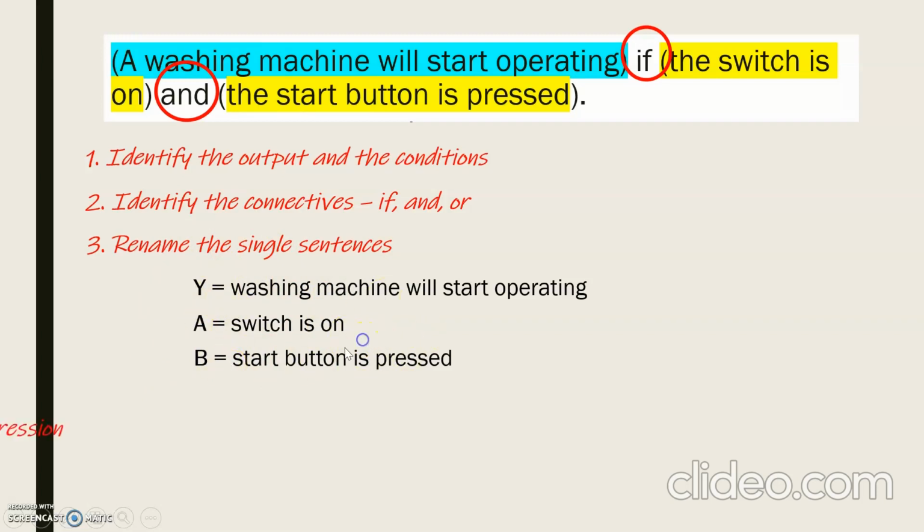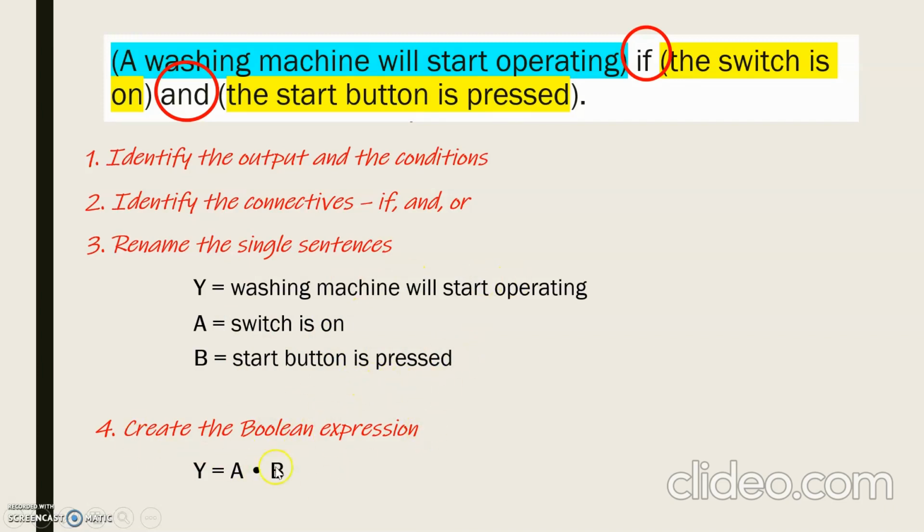And lastly, now we can create the Boolean expression. So what is the Boolean expression? Y is what? We can see here, and is used as the connective. So we can use the AND symbol. The symbol that represents the AND operation is a dot. So our Boolean expression is going to look like this: Y equals A and B. A is switch is on, B is start button is pressed, and this will produce washing machine will start operating.